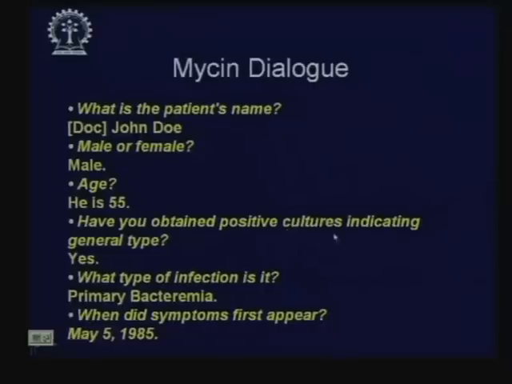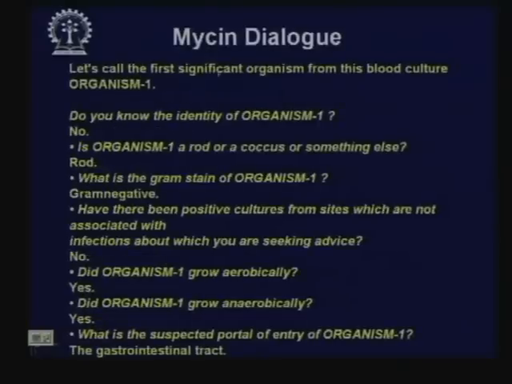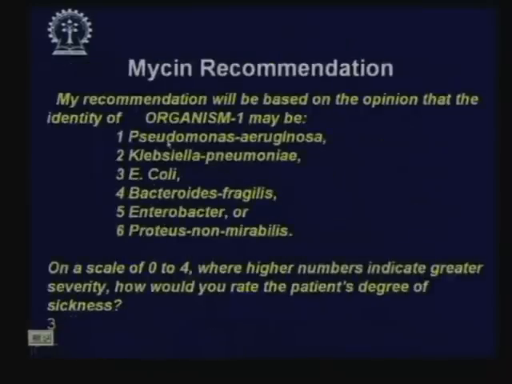Have you obtained positive cultures indicating general type? See how naturally it is speaking. Yes. What type of infection is it? Primary bacteremia. When did the symptoms first appear? May 5, 1985. Now, it goes on. Do you know the identity of the organism 1? No. Is organism 1 a rod or a coccus or something else? The doctor says rod. In this way, a very naturally flowing discussion goes on, and ultimately MYCIN comes up with a recommendation.